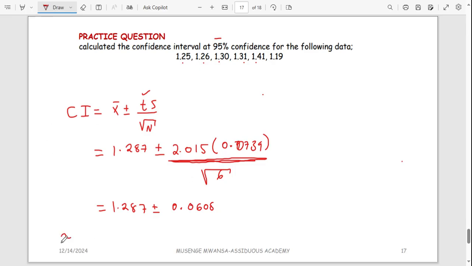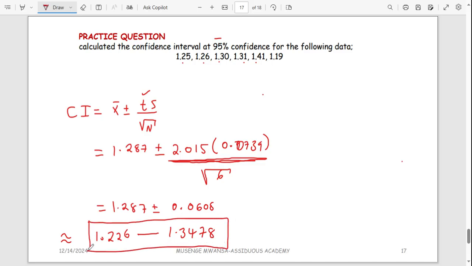If you want, you can as well write it properly. You write the lower limit and the upper limit. So the lower limit, get 1.287, remove 0.0608, that will give us 1.226. The upper limit is going to be 1.287 plus 0.0608, and that will be 1.3478. So we are 95% confident that our values are going to fall within this limit.